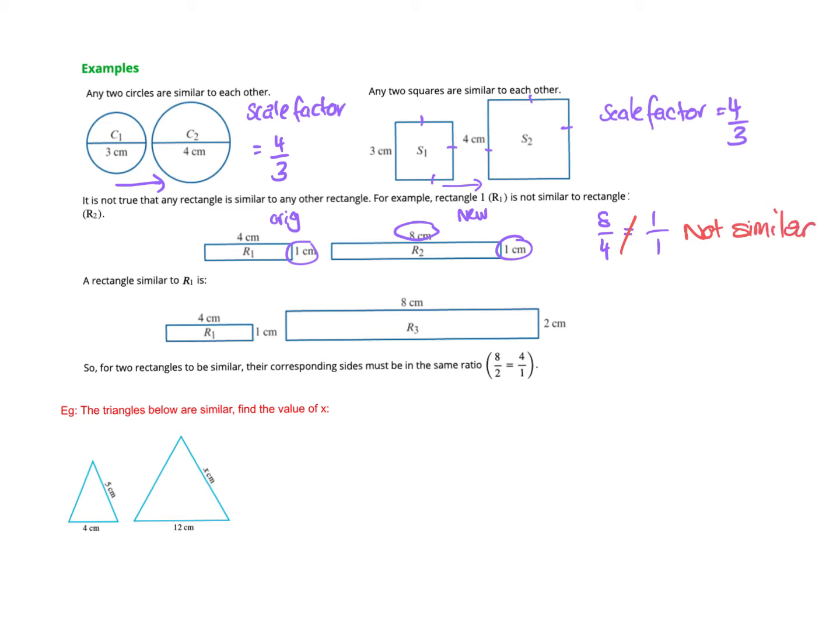Okay, so that's what happened. If you look at the next one, it is similar, because if I go 8 over 4, does that equal 2 over 1? It does, doesn't it? So this one they are similar. So just be careful. All the sides have to have gone up by the same amount.